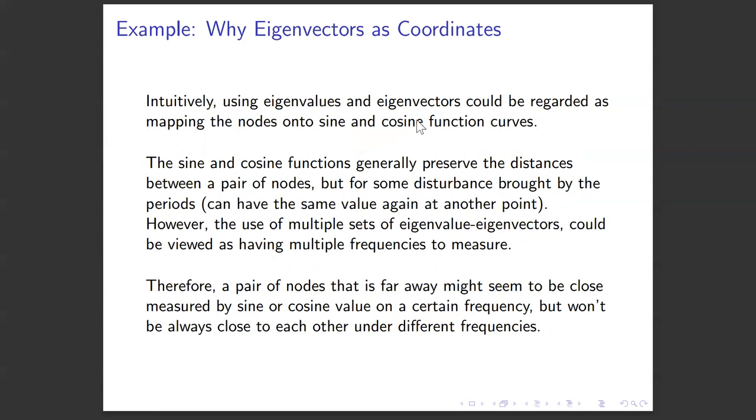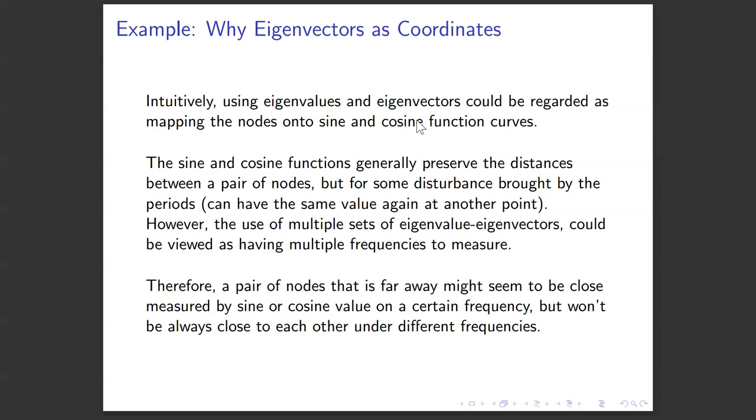Another way to understand spectral graph theory is that the eigenvectors are a very important coordinate system in the graph, kind of similar to the Fourier transform, the frequency domain and the time domain. The eigenvalues and eigenvectors are more like the sine and cosine functions in the Fourier transform, the frequency domain. The sine and cosine functions preserve the distance, or we can say the similarity, between a pair of nodes, but it depends on the frequency.